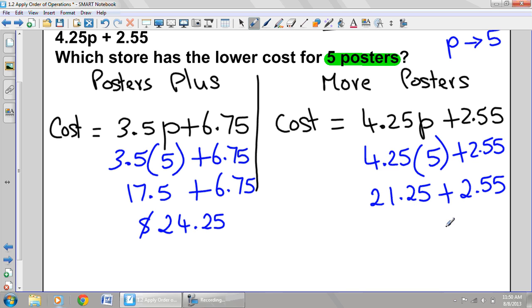Plus 2.55 will give me $23.80. The question is asking which store has a lower cost. The first, Posters Plus, cost gives me $24.25. The second one only comes to $23.80. I'm going to add a zero to make it look like money. So obviously, I get a lower cost at the More Posters.